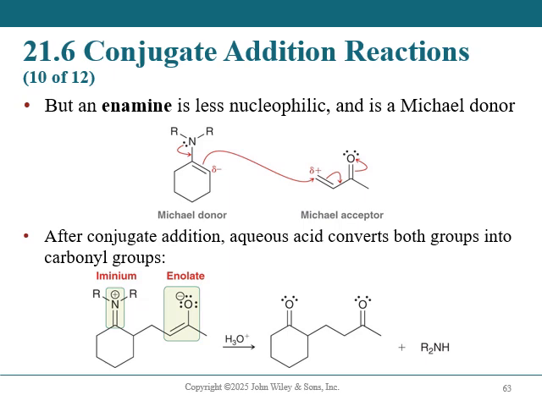After conjugate addition, aqueous acid converts both groups into carbonyl groups. So in this case, you have the Michael donor, where you see the attack here, and then the migration of the lone pair of electrons from nitrogen to stabilize the system. Iminium, and then your enolate. After this, you want to be able to remove the negative charge, so for that you add an excess of protons.